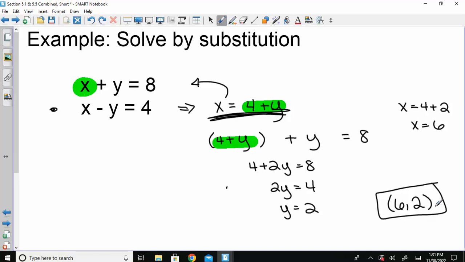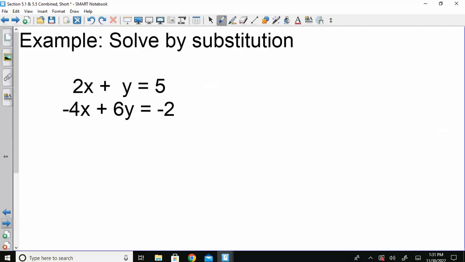So is this consistent or inconsistent? Consistent. Consistent, we got an answer. Are they independent or dependent? Independent, because we got one answer. Okay, and we'll look at cases where that's not true. Why don't you guys try this?